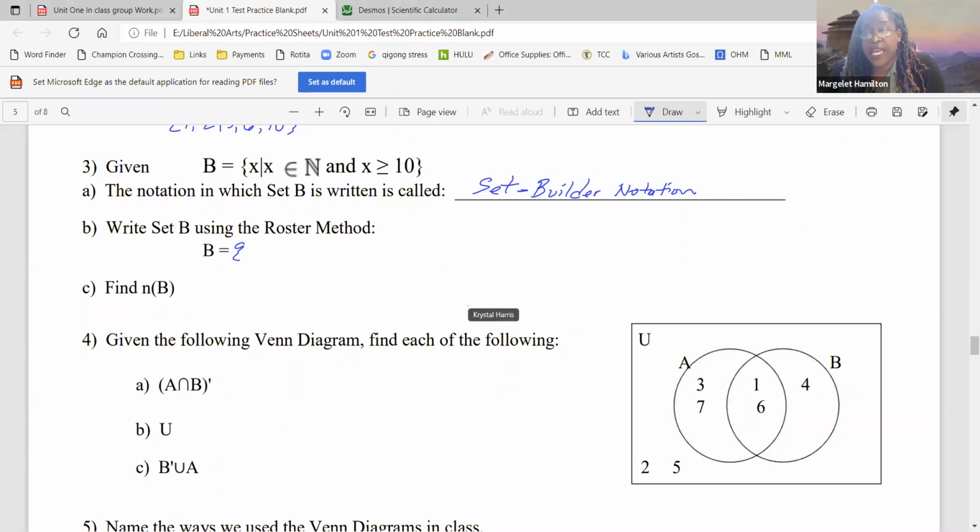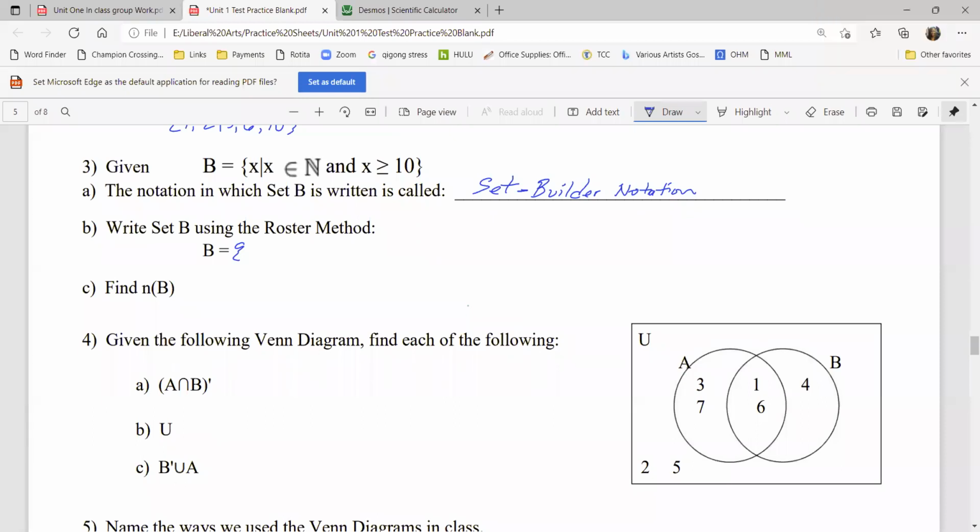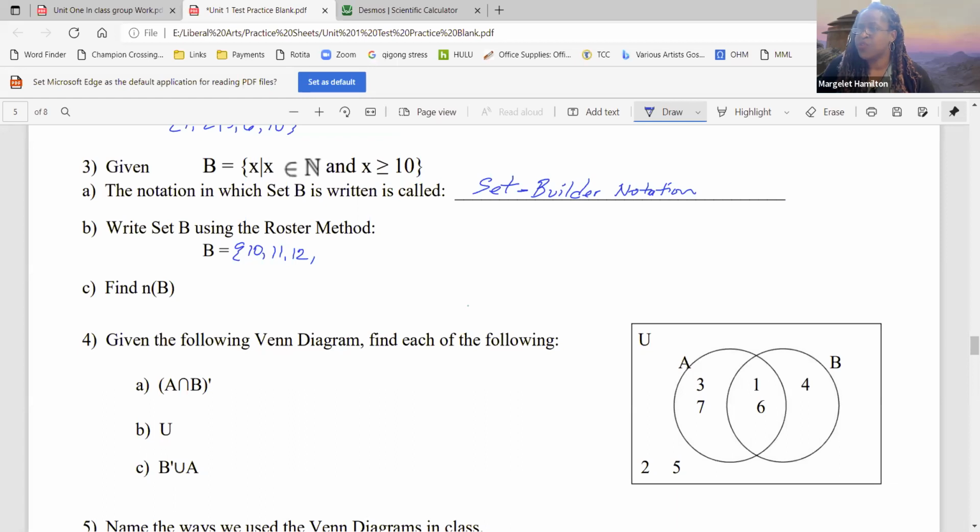Greater than or equal to 10? Greater than. So 10. Okay, so pay attention to what it's saying now. Greater than or equal to 10. So that means it should start with 10. And then what's my next number? 11. Okay, and then? 12. Okay, and then it keeps on going, does it not? Yes, ma'am. How do we indicate that it keeps going in that pattern? What do we use? The ellipse.